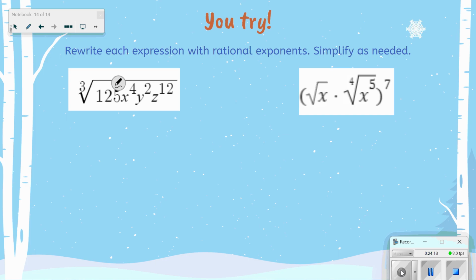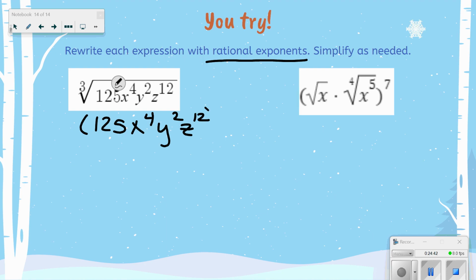Alright guys, let's go over these, see what you were thinking. With our first question, we are writing as rational exponents, which means you want your answer to have those fractional exponents. So I have 125 x to the 4th y squared z to the 12th, and that would all be raised to what power? It's a cube root. Cube root would be what power? 1/3, yeah.